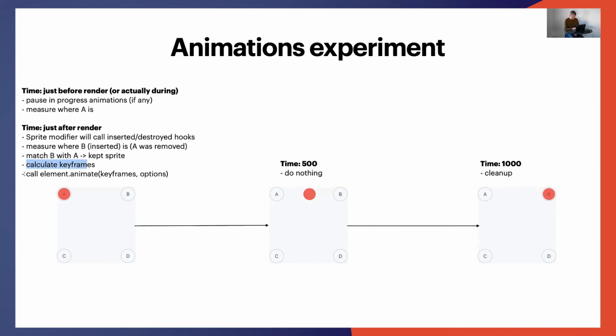We calculate all of the keyframes and then call element.animate with all of the info. And then basically we offload the entire animation for the runtime to the browser. So yeah, every frame we do nothing. There is no every frame here. It's completely asynchronous from the main thread. And then at the very end we do a bunch of cleanup.